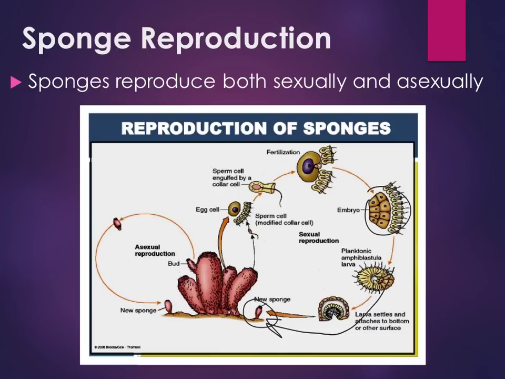Now, once a sponge is already there, asexual reproduction can happen through the process of budding, and so it's just going to produce a new one, and this could pop off and form a new sponge. The new sponges that are produced through asexual reproduction, though, will be the same genetically as their parent sponge.